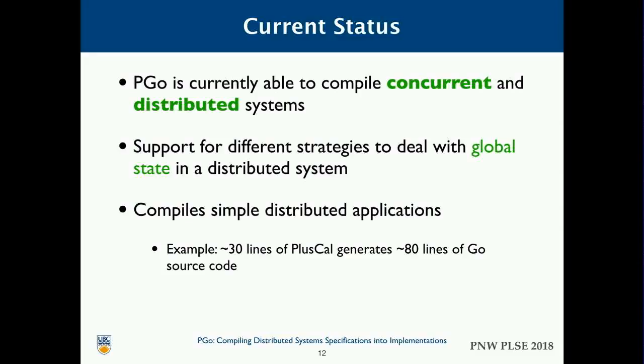So the current status of this project is that PGo is currently able to compile both concurrent and distributed systems. In the example that I showed you before, each process could either be a node in a network, or a thread in a concurrent process. We have support for multiple strategies to manage global state. You could have very naive approaches where you have all the global state in a centralized server, or you could have it spread across different nodes of your system. And finally, it is able to compile simple distributed applications, and we are working towards supporting a larger subset of +cal and TLA+, so that we can compile larger specifications.